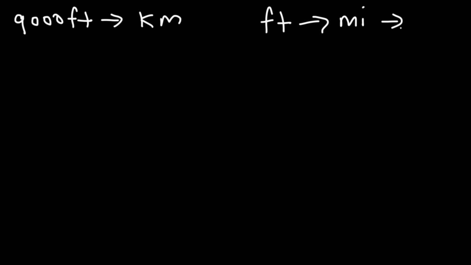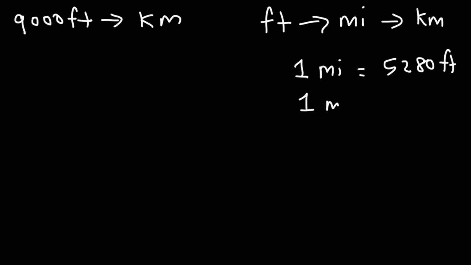Try this one. Go ahead and convert 9,000 feet into kilometers. So what conversion factors do we need in order to go from feet to kilometers? First, let's make an outline of what we need to do, because this is another two-step conversion problem. Now we know the conversion factor that will take us from feet to miles, and then we know the one that's going to take us from miles to kilometers. So we know that 1 mile is equal to 5,280 feet, and 1 mile is also equal to 1.609 kilometers.